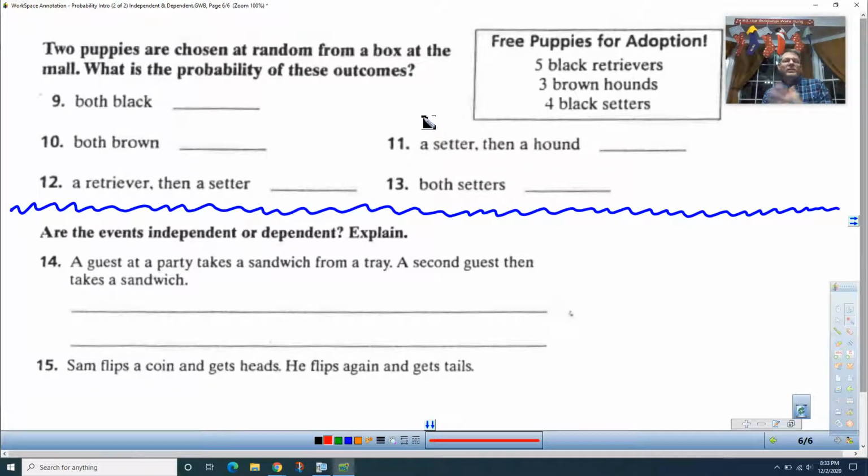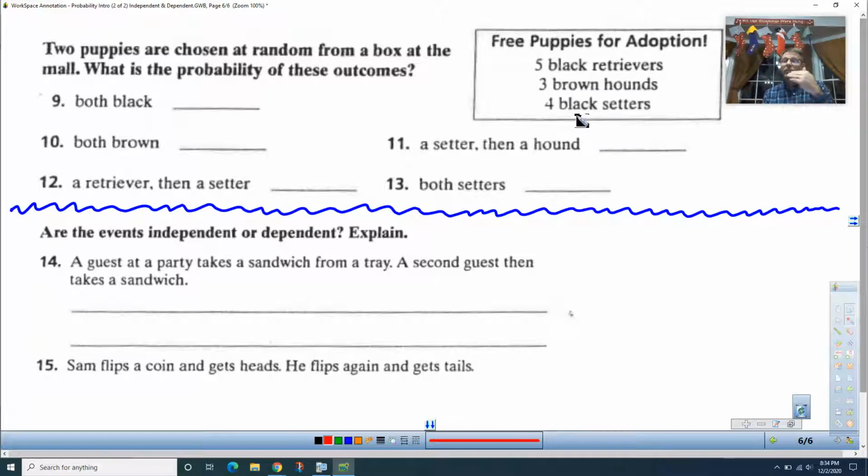In this box we got 5 black retrievers, 3 brown hounds, and 4 black setters. That's what's in our box for free puppies for adoption. Oh goodness, it's probably not a store. I don't know, they don't do things for free. But okay. So what's the chance that you go up here to pick 2 puppies and they both are black? Well, there's 5 black retrievers and 4 black setters.